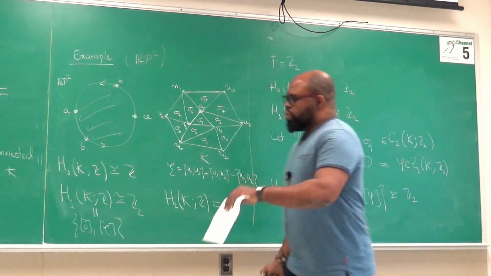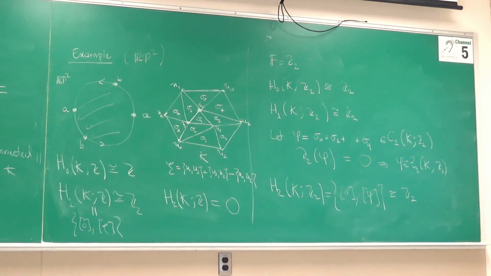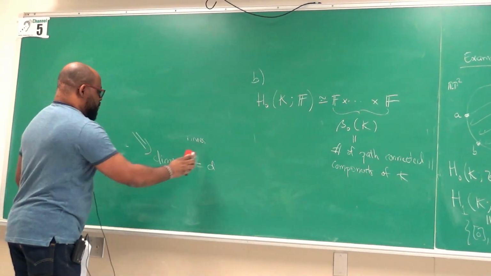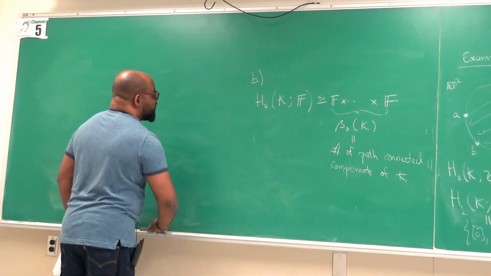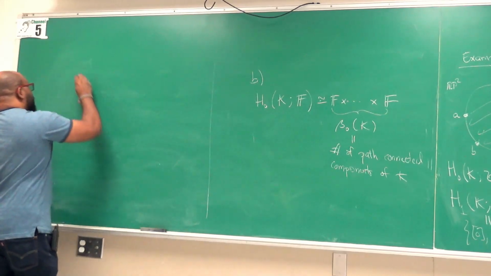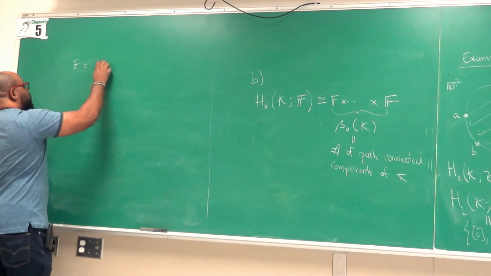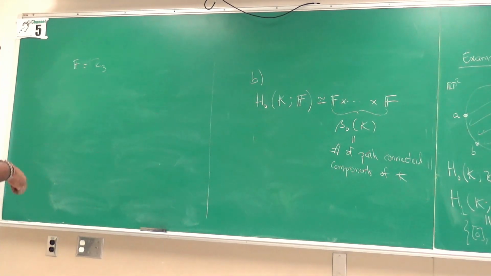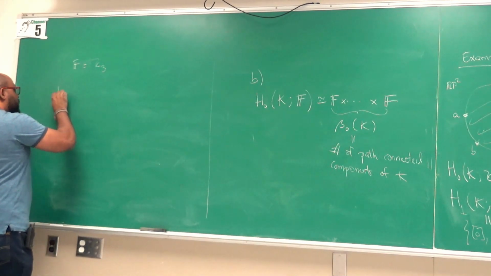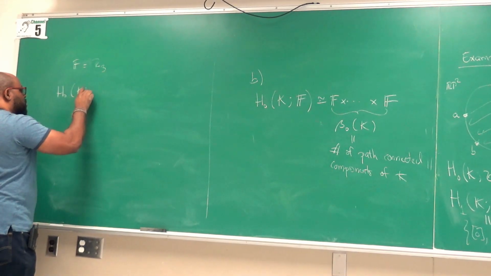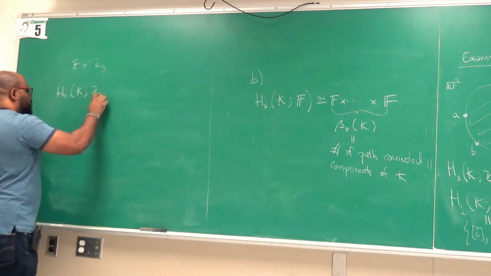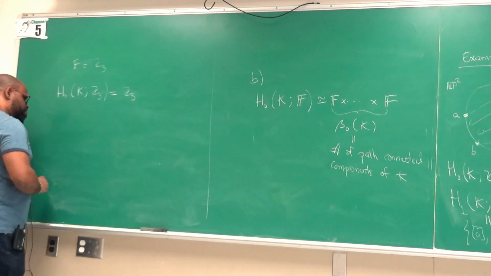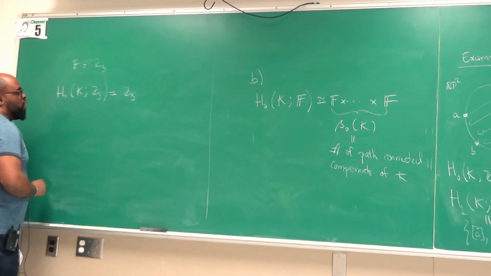Let me do one last example, and I'm going to do it now with Z mod 3 coefficients. So same complex, but now we're going to do Z mod 3. So in Z mod 3 again, we get still that H0 of the projective plane is Z3. Let's think about H1 now.